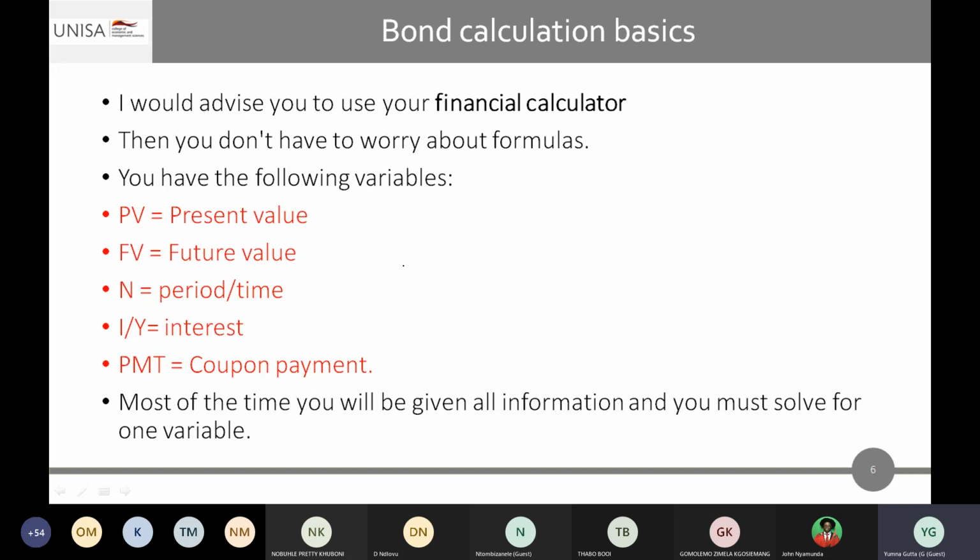So the following variables will be used when using a financial calculator. On the calculator, you will see PV, which stands for present value, which is the price of the bond, the current prevailing price. Future value is the face value of the bond, what you're going to redeem at maturity. Future value will always be a set price, right? Then N is equal to your period or your time. With regards to period, I'll give you more information in the next slide. And then your interest is the interest rate of the bond, and your payment is your coupon payment, which is always fixed. Most of the time you'll be given all the information and you must solve for one variable.